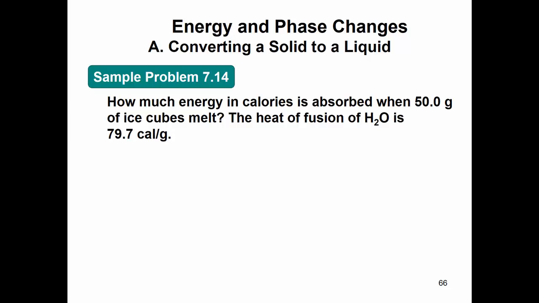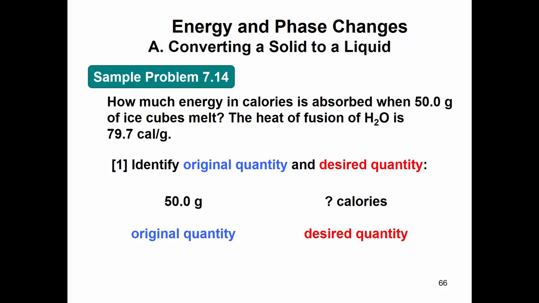If you melt something, you go from a solid to a liquid. So if we had water and we had ice cubes that melt, just like I was talking about a few minutes ago, how much energy in calories is absorbed, because we know it's endothermic, when 50 grams of ice cubes melt? The heat of fusion is 79.7 calories per gram. Like always, write down what you're given and then look at how you could do a converting problem and cancel your units. Sometimes students get tripped up with these, but you're given the heat of fusion and you're given everything you need, and it's just a simple one-step problem.